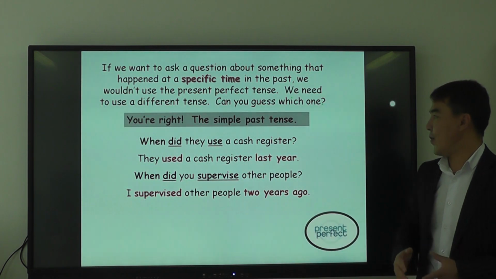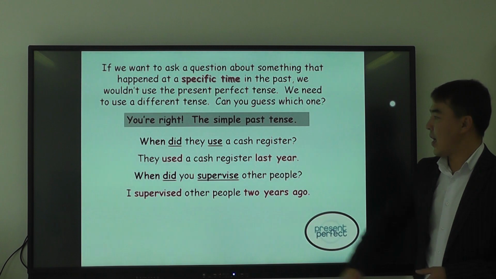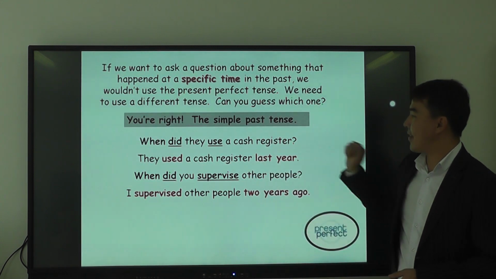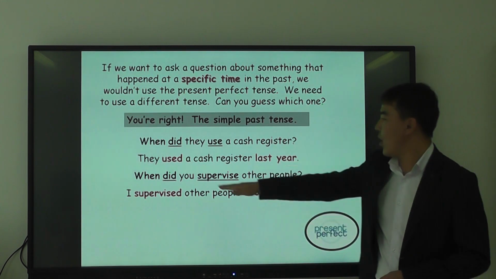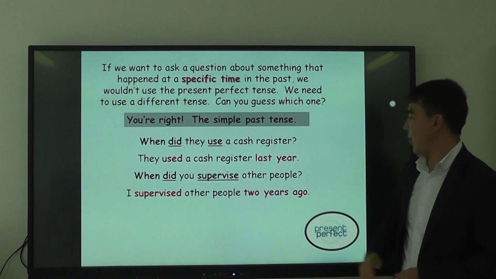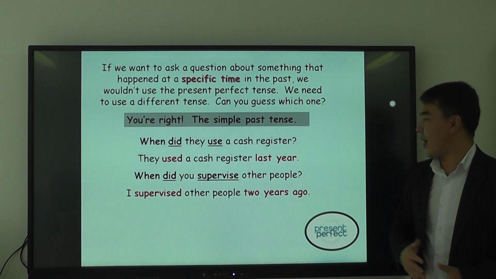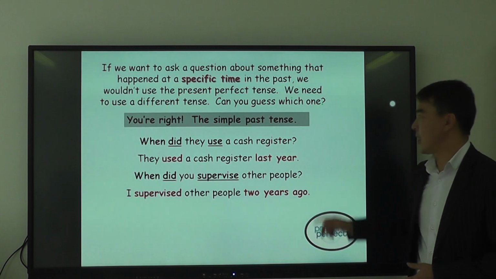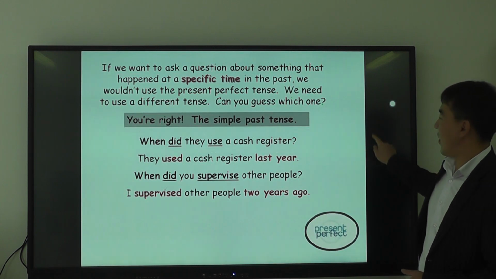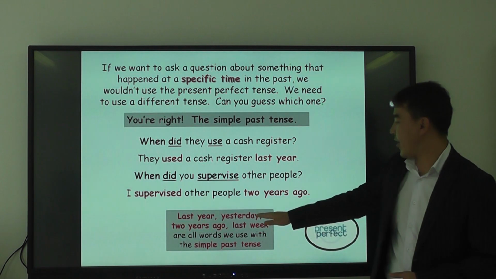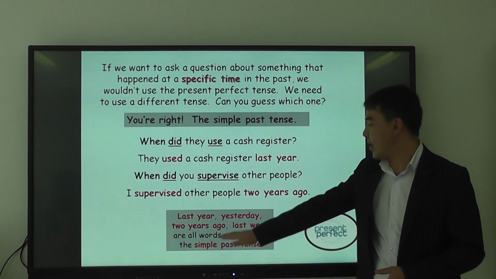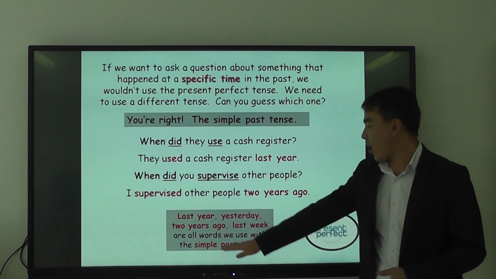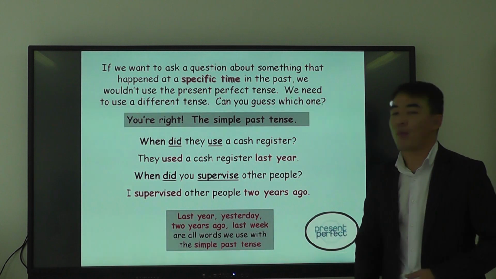When did they use a cash register? They used a cash register last year. And the answer of the sentence. When did you supervise other people? I supervised other people 2 years ago. In here, past simple tense. Last year, yesterday, 2 years ago, last week are all the words we use in simple past tense.